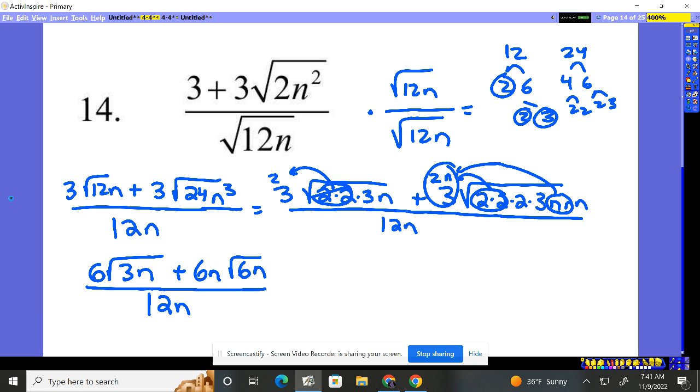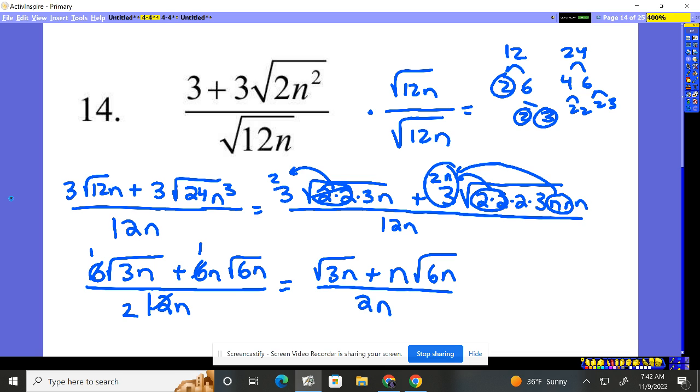We're almost there. So now what we need to do is let's look at the outside numbers. Up top, I have a 6, and a 12. They all can be divided by 6. So he'll become a 1, and a 2. All right? And so there's what we end up having. So let's clean it up now. So I have a root 3n plus an n root 6n all over a 2n. Crazy, but that's what it is. And that's all simplified all the way out.